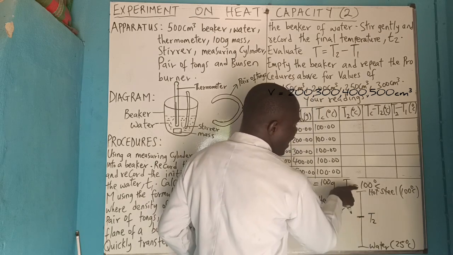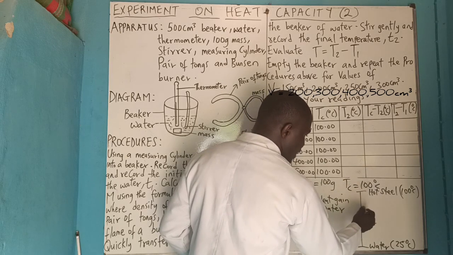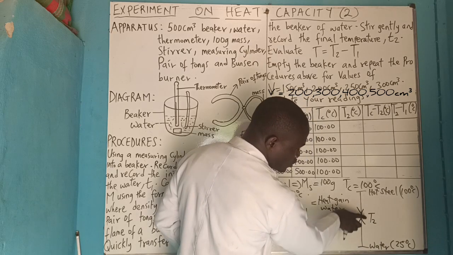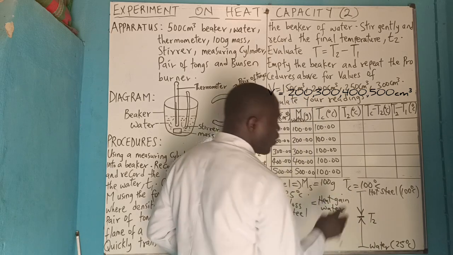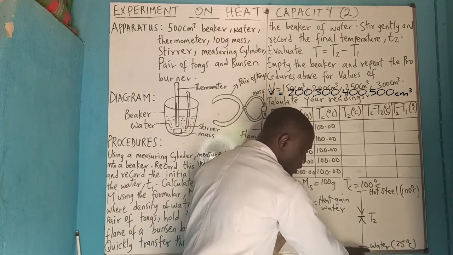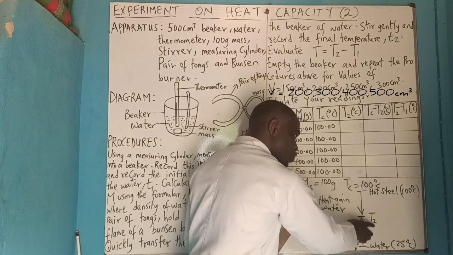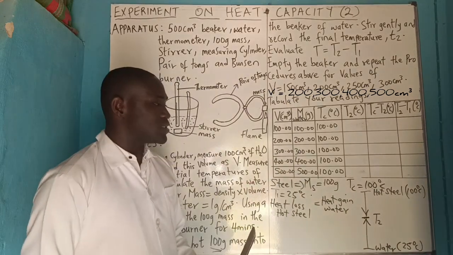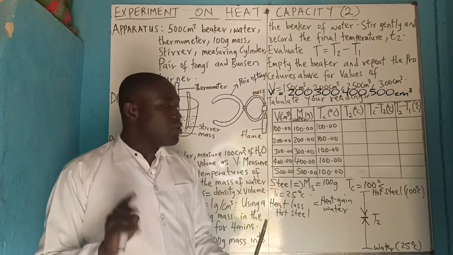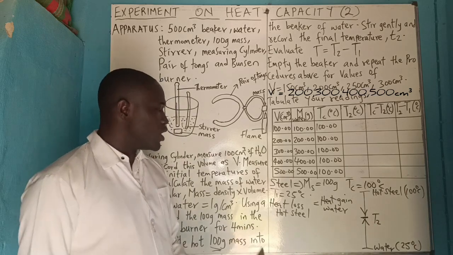T2. Whereas this hot steel will be losing temperature, coming down to T2. This one will be gaining to T2, while this one will be losing to T2. That means that T2 will tell you the final temperature of the mixture of steel and water. Now, how do we do it?